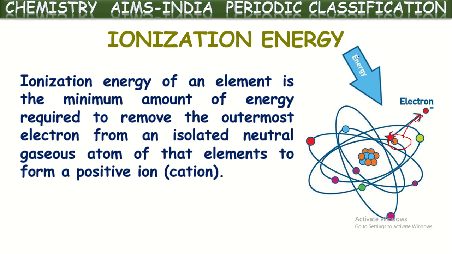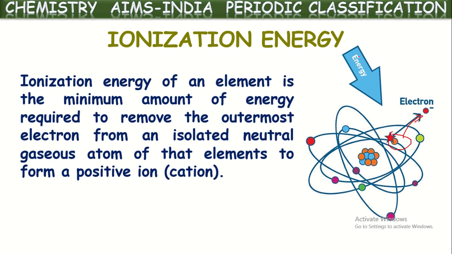It can be defined as the minimum amount of energy required to remove an electron from the outermost orbit of an isolated gaseous neutral atom. So this is the definition. To say simply, it is the amount of energy required to remove an electron from the atom. But in which condition should the atom be first?